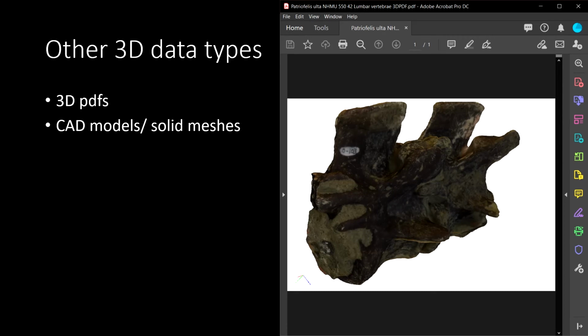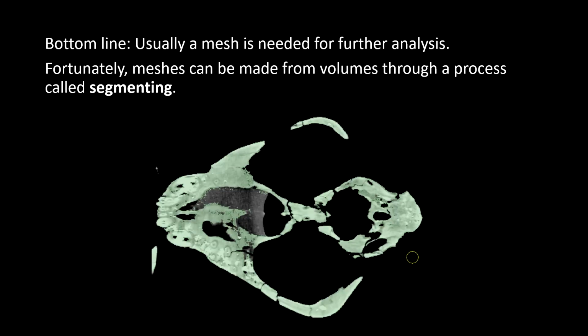CAD models or solid meshes are specific to computer-aided design programs, which are much more engineering focused. I am not entirely familiar with them, but I do know that they are required if you're going to do things like finite element analysis. Bottom line is that usually you will want a mesh for further analysis. Of course, this does depend on your project, but more often than not, that will be the data type you are aiming for.